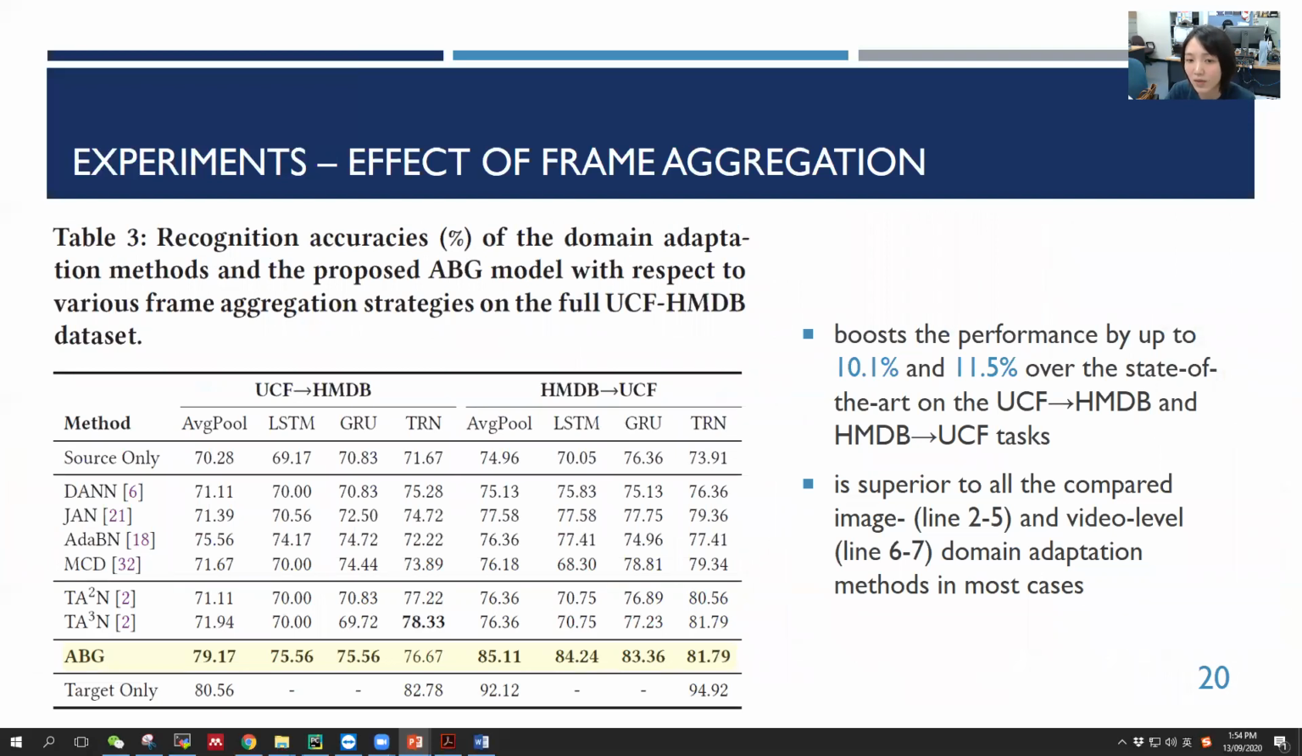The phenomenon is also observed in the large UCF to HMDB dataset, in which the proposed ABG with average pooling boosts the performance by up to 11%. And here, target only denotes a backbone model trained and tested on the target domain, which serves as a supervised baseline. In general, the proposed ABG framework is superior to the compared image-level and video-level domain adaptation methods in most cases, especially achieving a significant performance boost on the large-scale testbed.